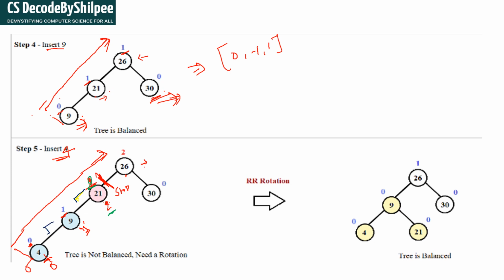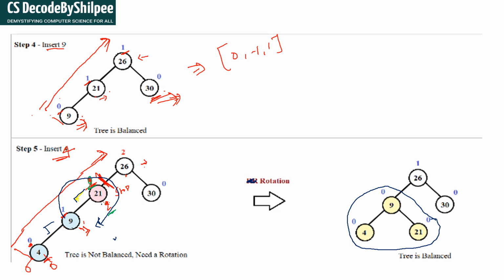If it is LL, I have already explained in the previous video. If it is LL, then you have to perform a right rotation, and that too from the middle node. So 9 will become the root, 21 will become the right child, and 4 is the left child. After performing the rotation you will get this structure. The remaining you simply have to add.